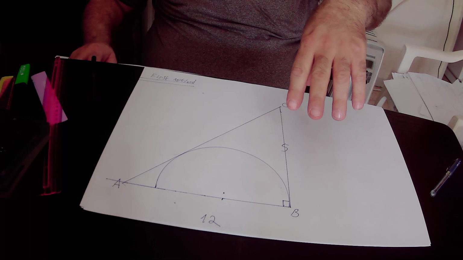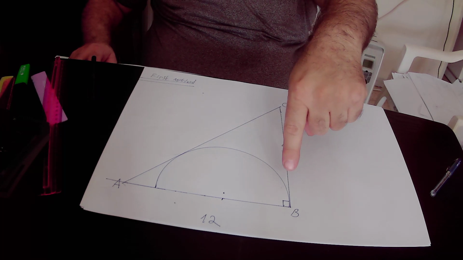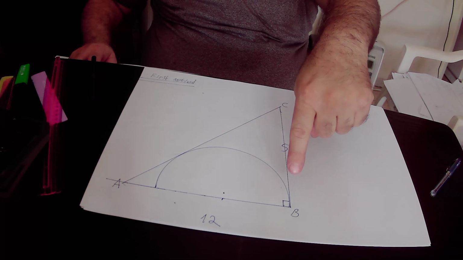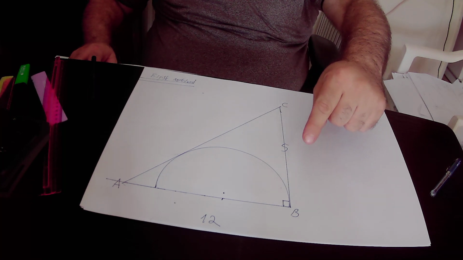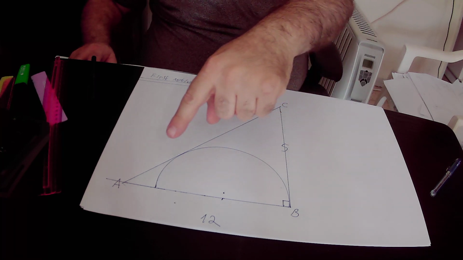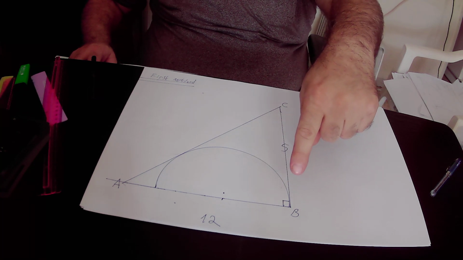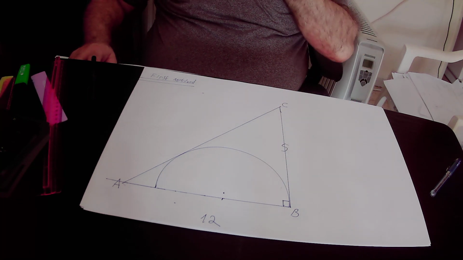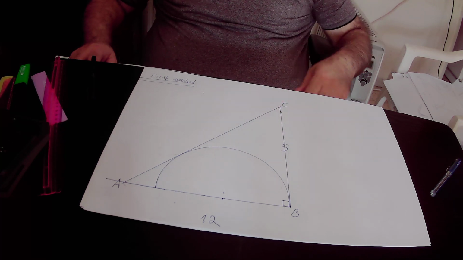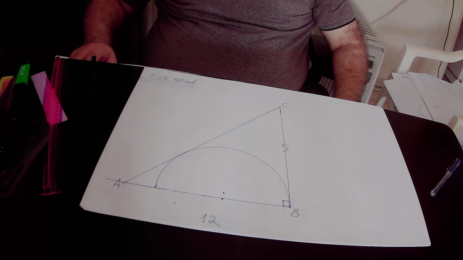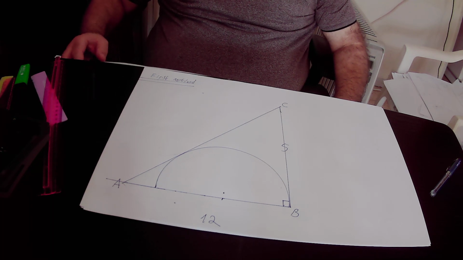Triangle ABC is a right triangle. This angle ABC equals 90 degrees. Side CB of triangle ABC equals 5 units. Side AB equals 12 units. And we want to find out the area of this semicircle. So we will start with the first method.